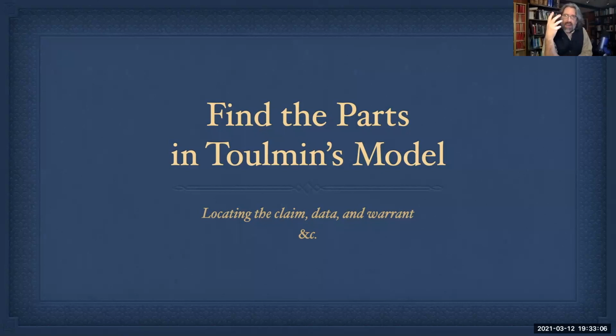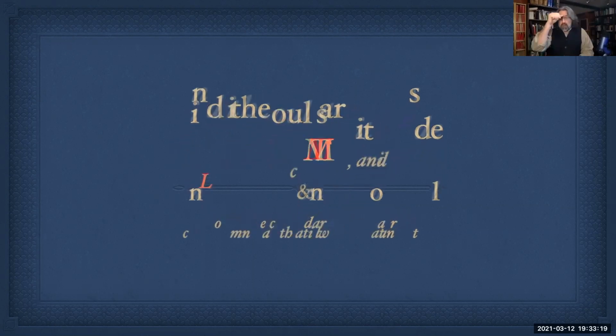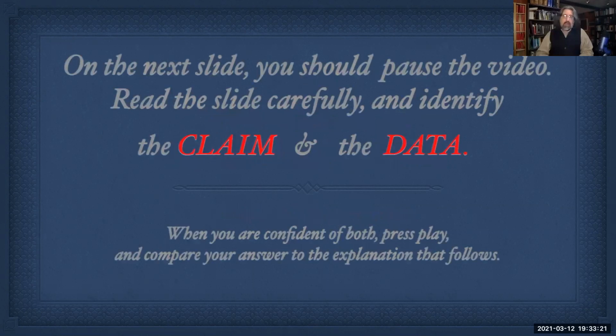So we're going to start finding some of the parts in Toulmin's model. We'll start with the claim and data up front, the first tier first, and then we'll expand a little bit. What I'm going to ask you to do as you go forward with this is I'm going to put slides up here for you. And as I put a slide up, I want you to pause the video. You're watching video, pause it. And I want you to work through this, okay? So I'm going to put up a brief argument.